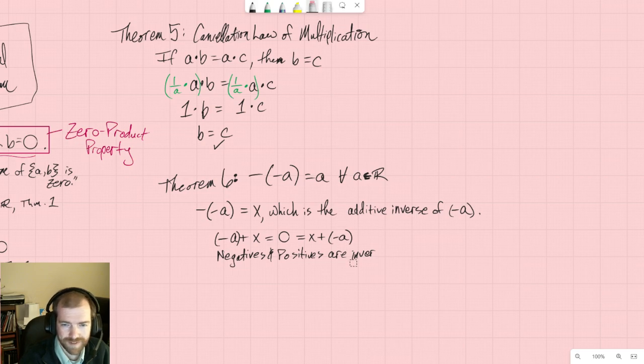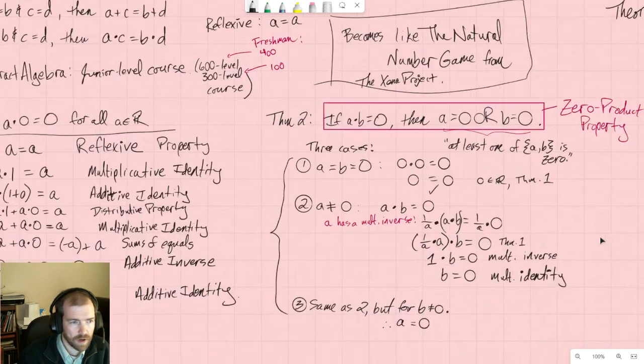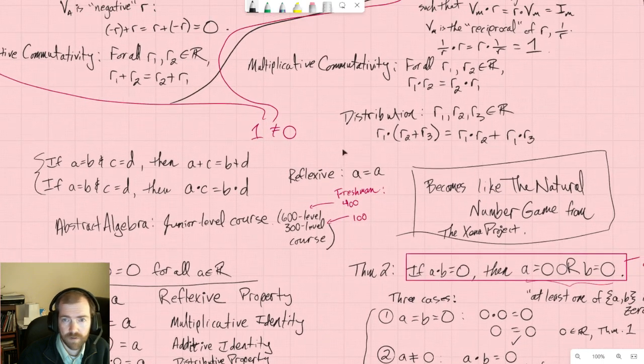Additive. And so therefore, since we already have negative A here, then the opposite of that is going to be A. So negative A, parentheses, plus A is equal to 0, which is equal to A plus negative A. So we have talked about this before as the additive inverse.